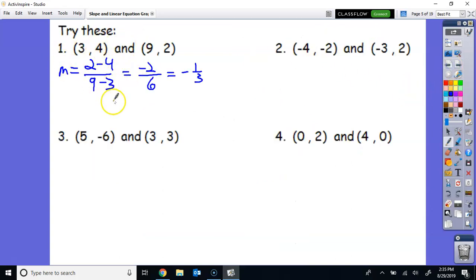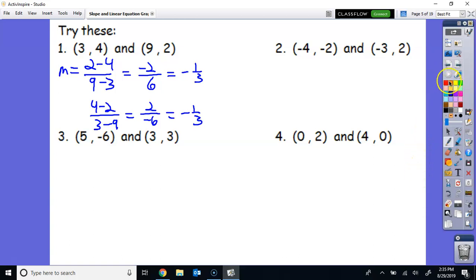Also, make sure you understand that it doesn't matter if you do the other way around. If you subtract 4 minus 2 and 3 minus 9, if you switch the points around, as long as you do the change in y's on the top and the change in x's on the bottom, you still will get the same answer for your slope.